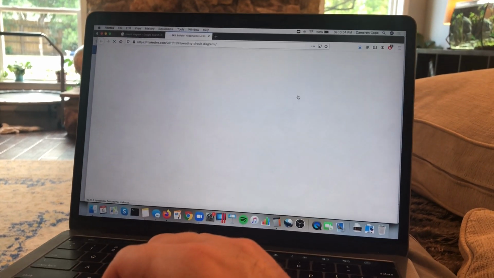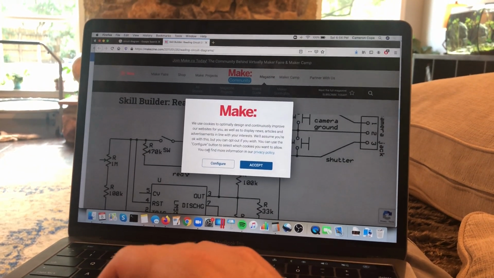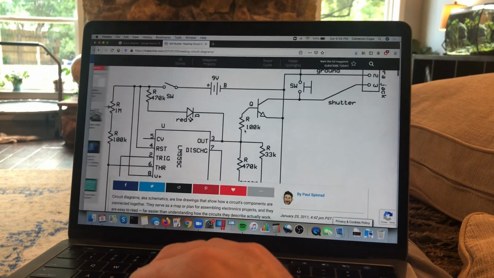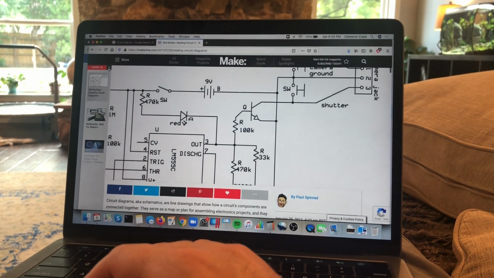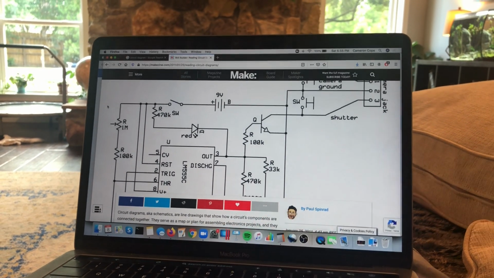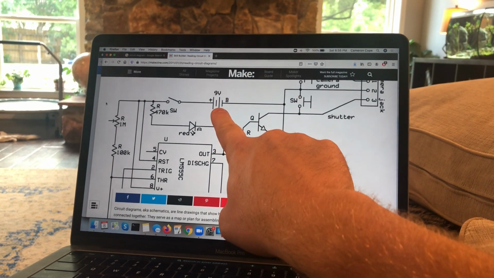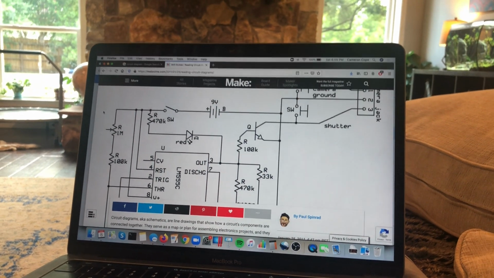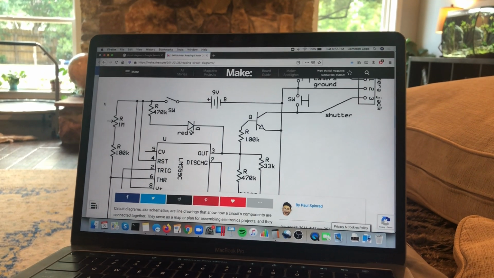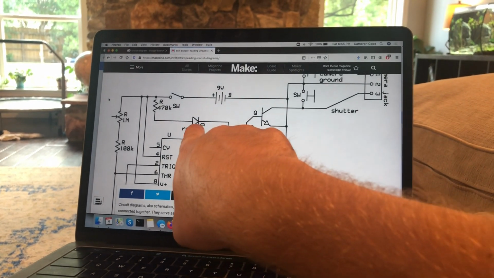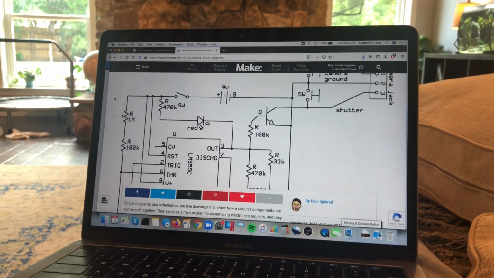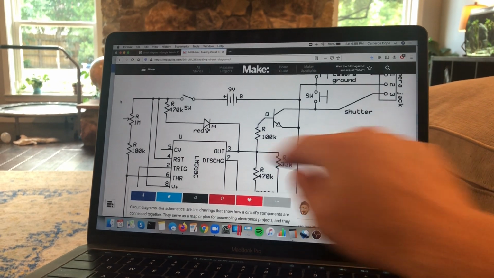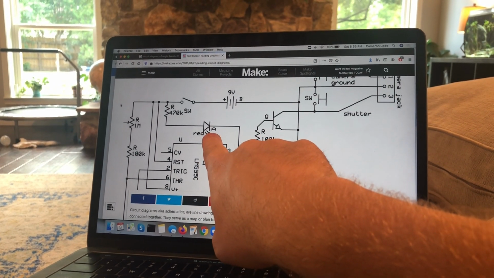Take a look at this one. Let's see what we got here. Let me get rid of that. Let's see. What do you think that is? A 9-volt battery. Wow. What do you think this is based on the symbol? A diode. And what do you think it might be? An LED.